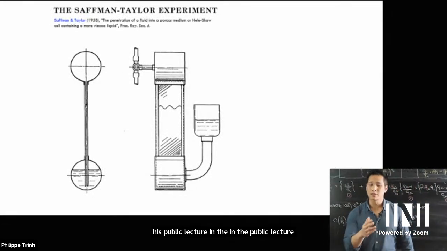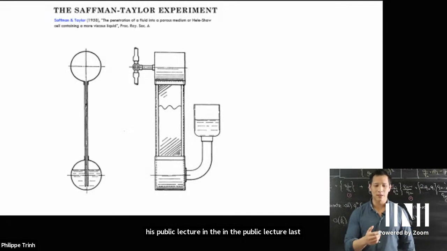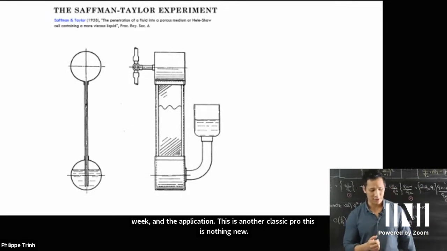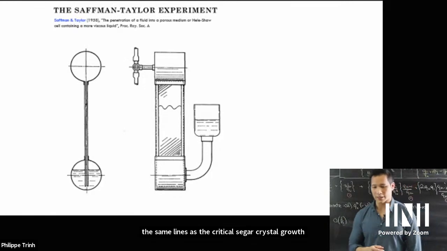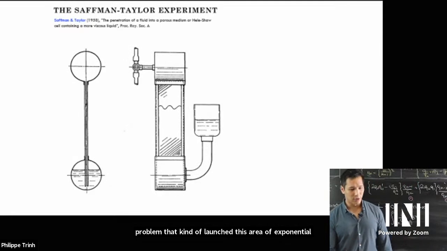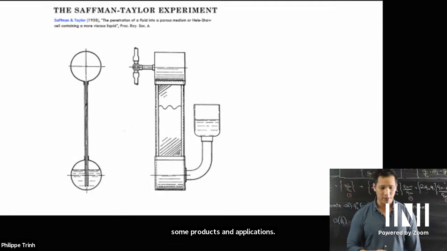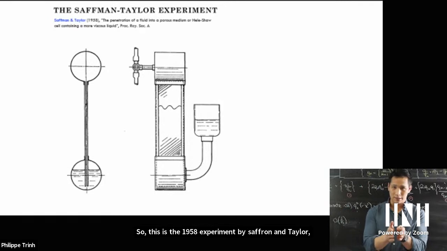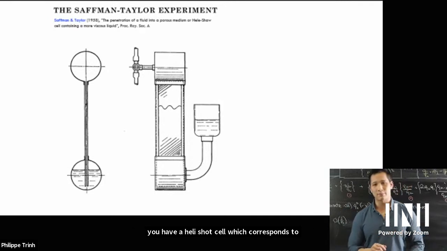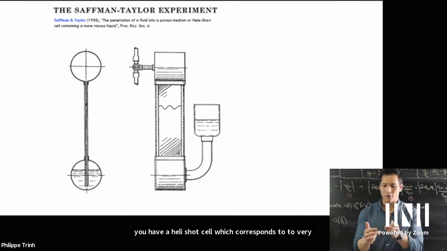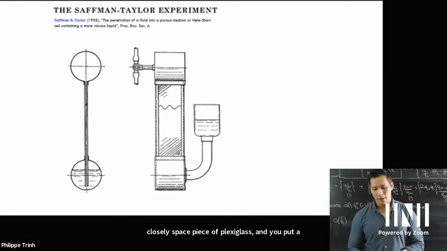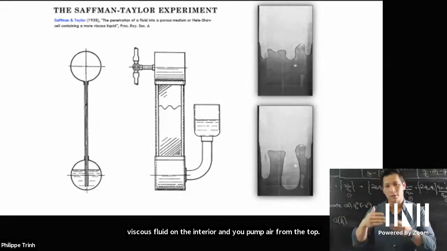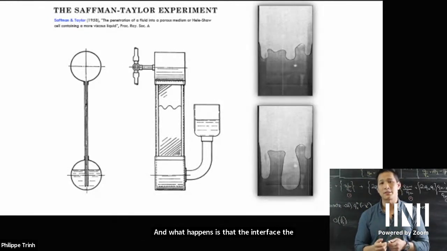And the application, this is another classic problem. This is nothing new. This is a classic problem, another classic problem along the same lines as the Kruskal-Segur crystal growth problem that kind of launched this area of exponential asymptotics and applications. So this is the 1958 experiment by Saffman and Taylor. You have a Hele-Shaw cell, which corresponds to two very closely spaced pieces of plexiglass, and you put a viscous fluid on the interior and you pump air from the top. And what happens is that the interface, the air-fluid interface goes unstable, and you have the development of these fingers that form.